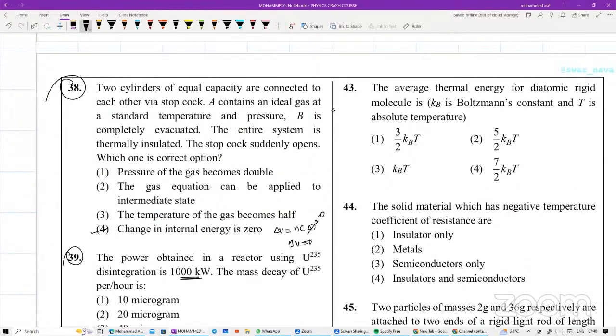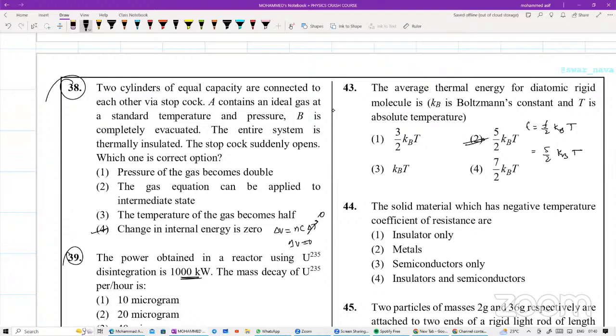Question number 43. The average thermal energy for a diatomic rigid molecule is, with Boltzmann's constant and T the absolute temperature. If I need to write the formula for average energy, you should remember it. E is equal to f by 2 into Boltzmann's constant into absolute temperature. Number of degrees of freedom for the diatomic will be equal to 5. This is 5 by 2 into Boltzmann's constant into T. Second option will be the answer.